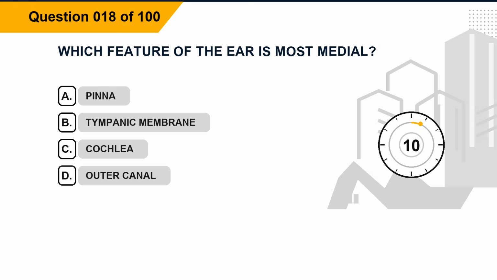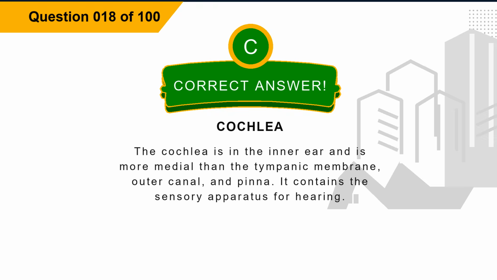Question 18. Which feature of the ear is most medial? Option A, pinna. Option B, tympanic membrane. Option C, cochlea. Option D, outer canal. The correct answer is option C, cochlea.